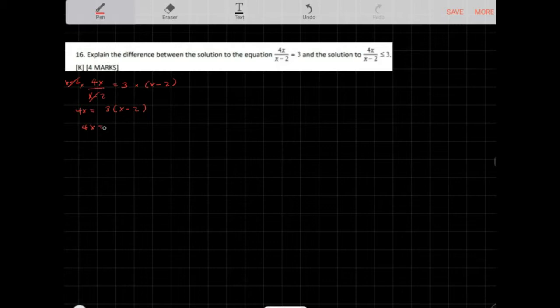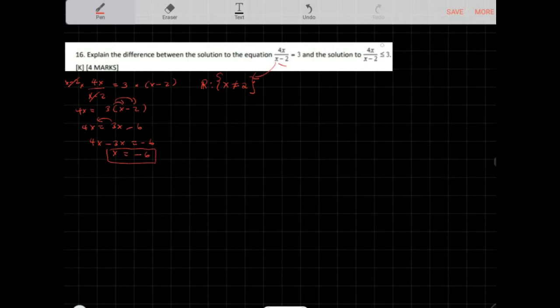So you get 4x is equal to 3x. I'm going to expand this out. Minus 6. So 4x, if I move the 3x here, minus 3x is equal to negative 6. So x is equal to negative 6. So that is our solution for this case. You can also notice that x cannot equal 2. That is our restriction. It's important to mention the restriction because it is a rational expression. So x is equal to negative 6.